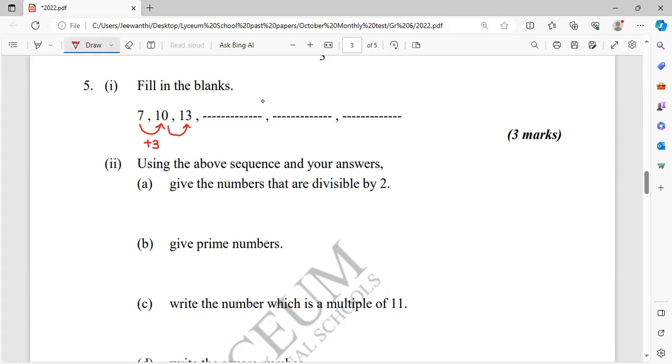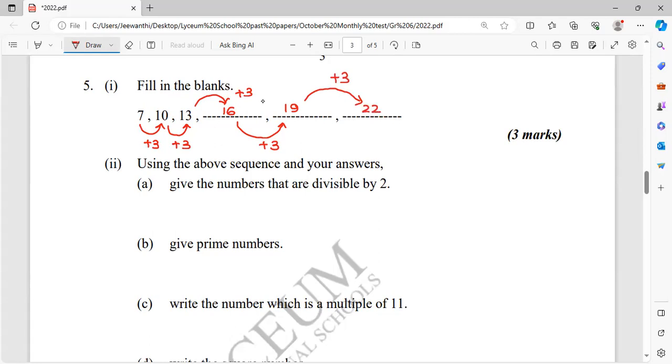10 becomes 13, that is plus 3. So then 13 becomes something adding 3. What is the answer? Should be 16. So then 16 becomes something adding 3. What is it? It is 19. So then 19 becomes something adding 3. What is the answer? 22, right?